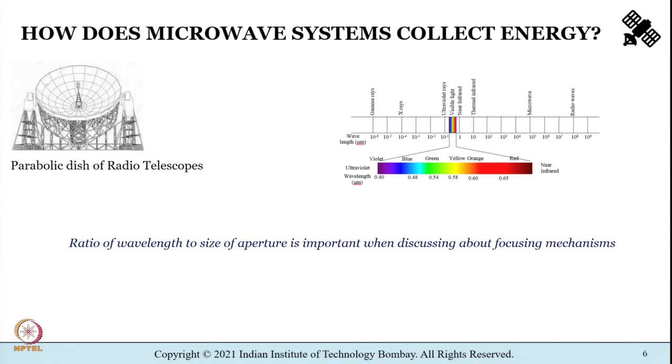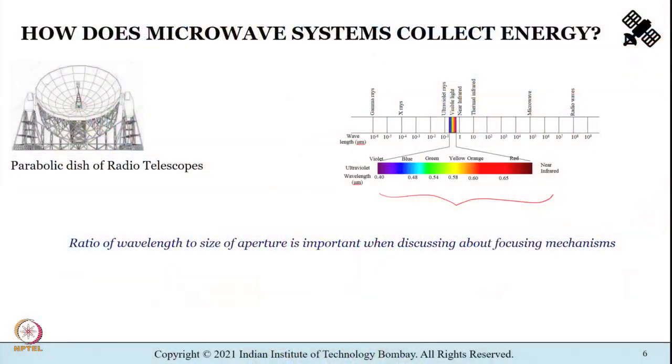And just a quick comparison with optical remote sensing, wherein the visible range of the electromagnetic spectrum is used. In optical remote sensing, the wavelengths used are from 0.4 to 0.7 micrometer, while microwaves have wavelengths nearly 6 times greater than that of the visible region. This means that the techniques we use for focusing light in optical systems like radio telescopes do not work in focusing microwaves, because size is always an issue.